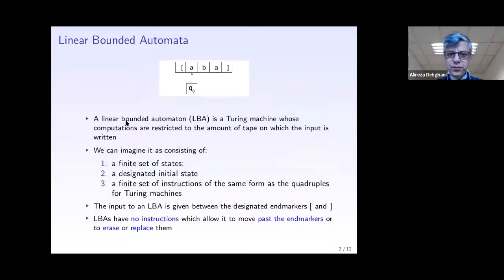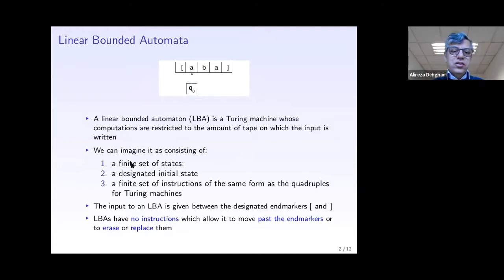So the first slide. A linear bounded automaton, LBA, is a Turing machine whose computations are restricted to the amount of tape on which input is written. As you can see, it is exactly the same as the Turing machine. We have the tape, but the difference is that the amount of the tape we can read and write is fixed. We cannot move infinitely to the left or infinitely to the right. And we have some symbols, a starting symbol and an ending symbol here.